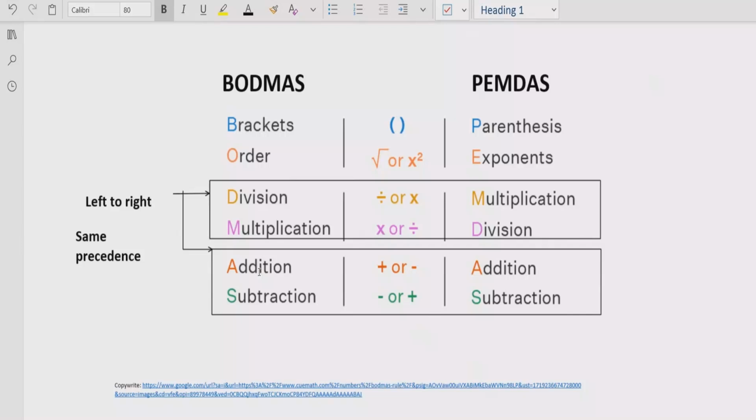So step number 3, you have to solve the division and multiplication. What you have to do is go left to right in your expression and find division and multiplication. Both have similar precedence, so you can solve whichever is coming first. Similarly, for addition and subtraction, we have the same rule. We can solve addition first if it is coming first. We can solve subtraction first if it is coming first. Now let's move forward to solve the given expression.